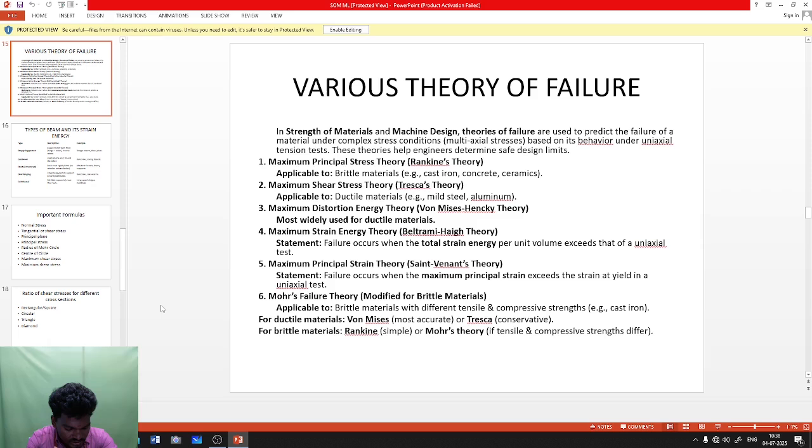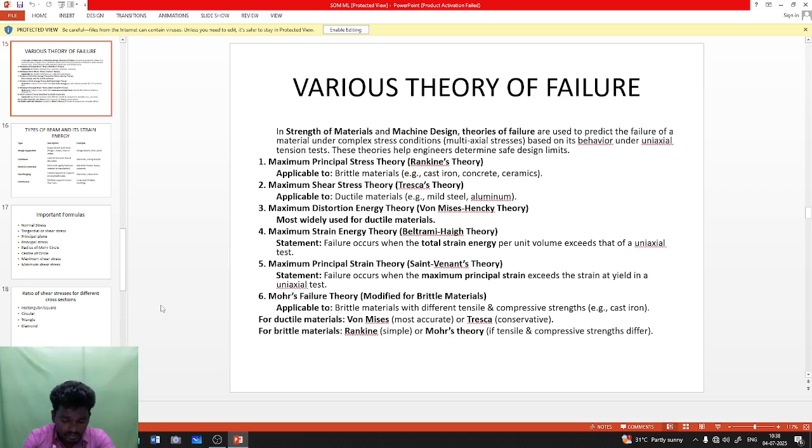The maximum shear stress or stress difference theory, also known as Guest's, Tresca's or Coulomb's theory, is best suited for ductile material, and the graphical representation is a hexagon. The maximum strain energy theory, also known as Haigh's or Beltrami's theory, is suitable for ductile material, and the graphical representation is elliptical. The maximum shear strain energy or distortion energy theory, also known as von Mises or Hencky, is best suited for ductile material, and the graphical representation is also elliptical, same as the maximum strain energy theory.